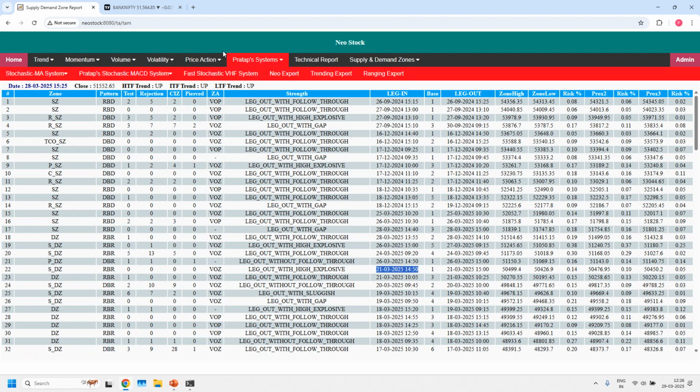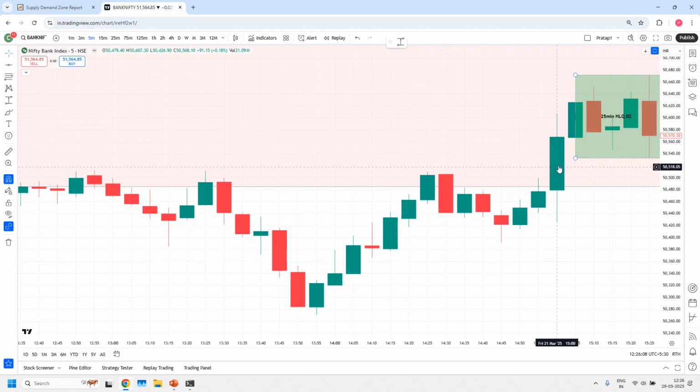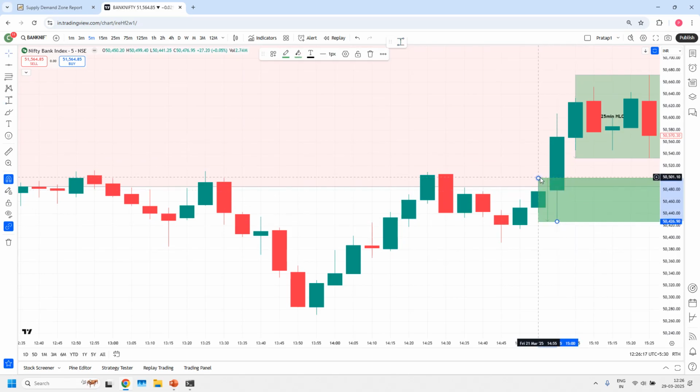On the 15 hours, you have the leg out. This is the leg out. So that way you have to draw the zone like this. I am drawing week to week, but while planning, you can plan a type 2 proximal depending on the risk management.